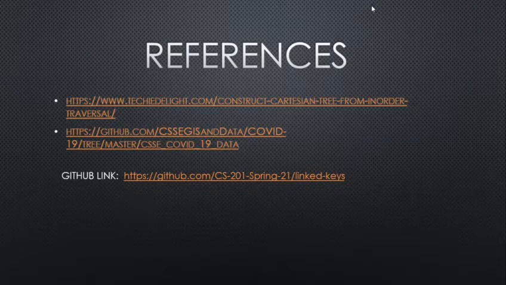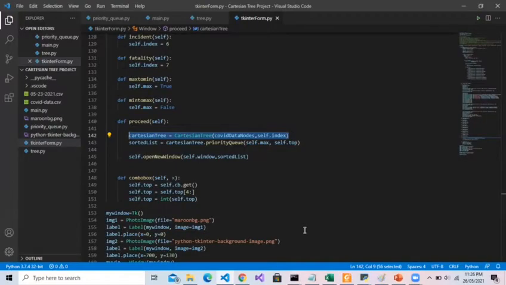Now, Omar will explain how we constructed the Cartesian tree and how we implemented it and made use of it in our application. So before understanding the construction of Cartesian tree and how our code is implementing it, it is important to understand what a Cartesian tree actually is, how it actually works, and how it is actually constructed.